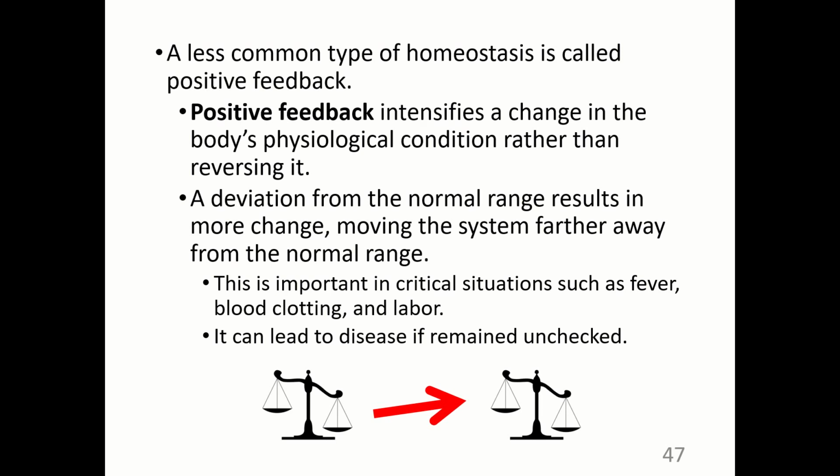A less common type of homeostasis is called positive feedback. Positive feedback intensifies a change in the body's physiological condition rather than reversing it. A deviation from the normal range results in more change, moving the system further away from the normal range. Although this is less common, it is important in critical situations such as fever, blood clotting, and labor. However, if positive feedback mechanisms remain unchecked, they can lead to disease. We see this in clotting disorders and also heart disease.